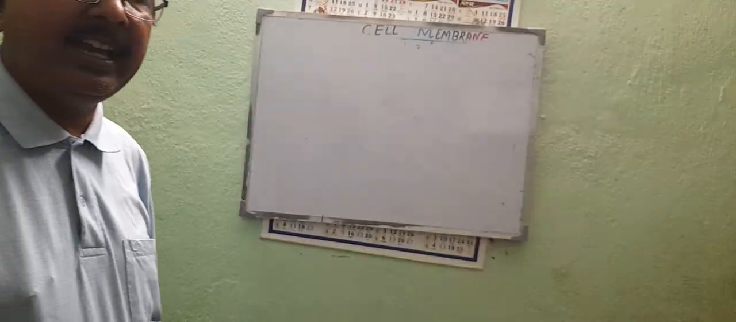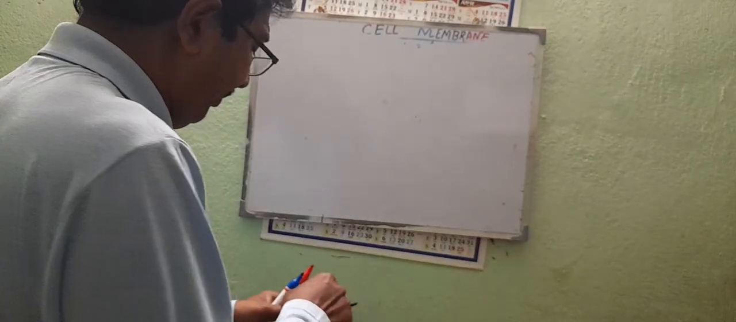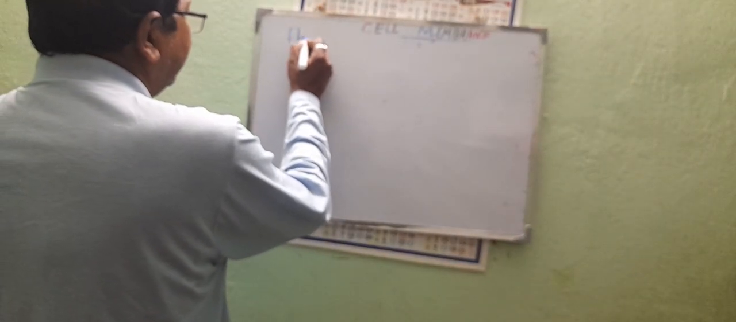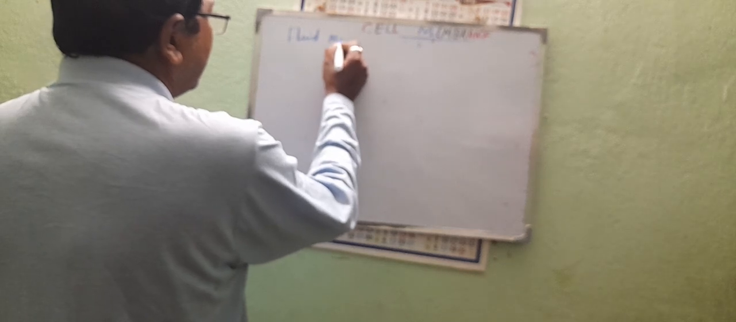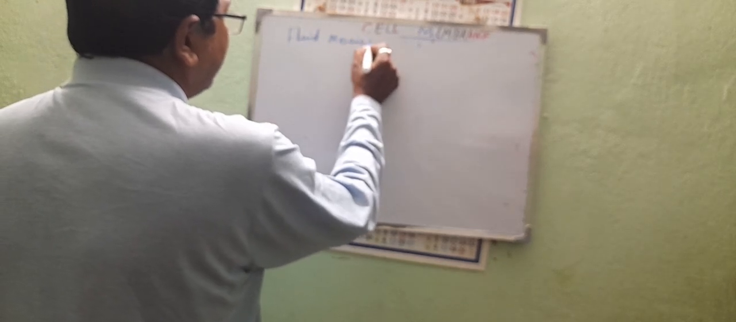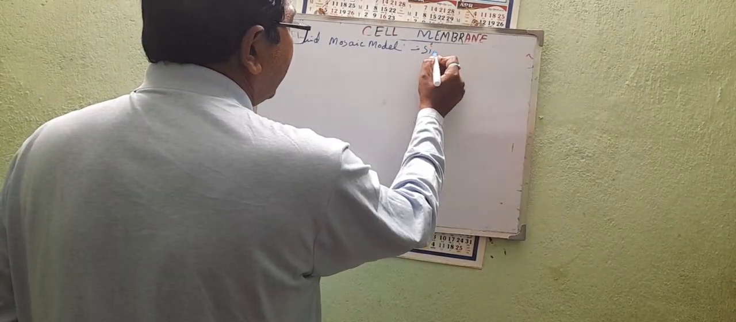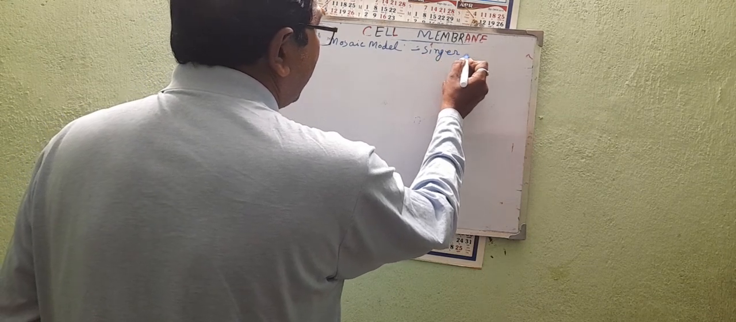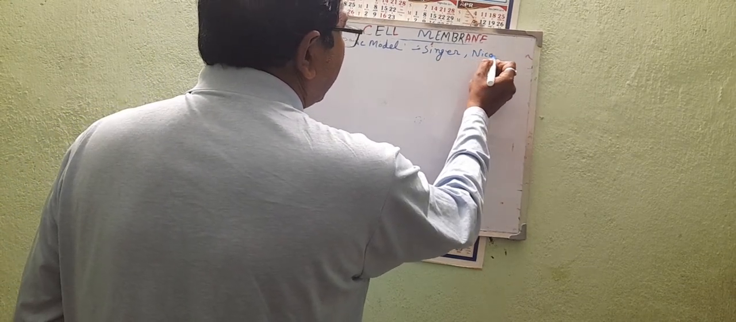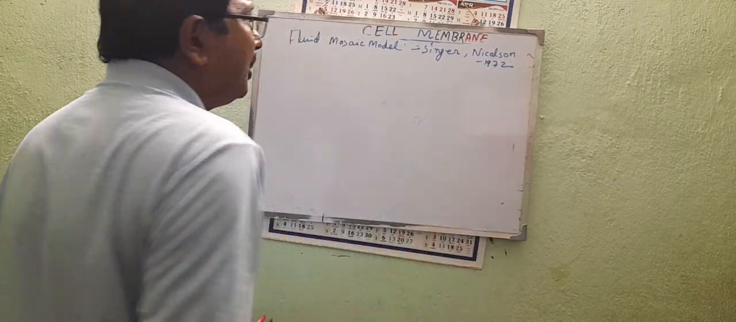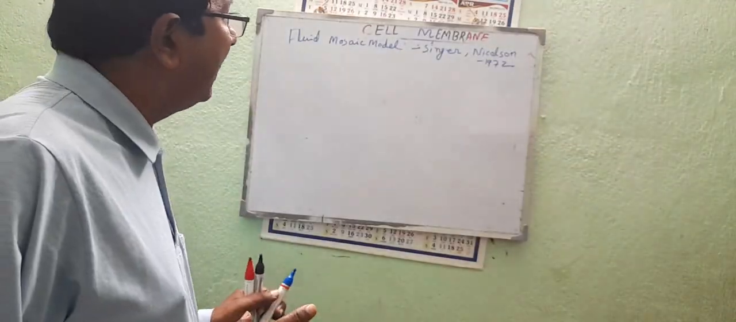Today I discuss the fluid mosaic model. This model was given by Singer and Nicholson in 1972. This model is a widely accepted model.